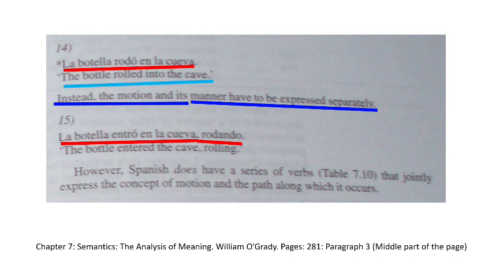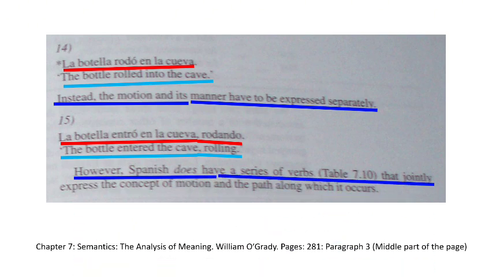Sentence number 15. La botella entró en la cueva, rodando. Meaning, the bottle entered the cave, rolling. La botella, the bottle. Entró, entered. En la cueva, the cave. Rodando, rolling.